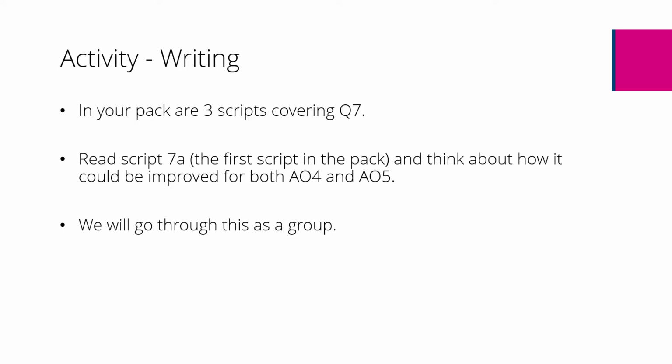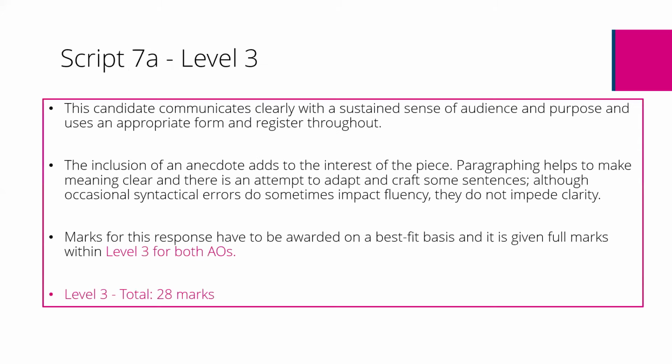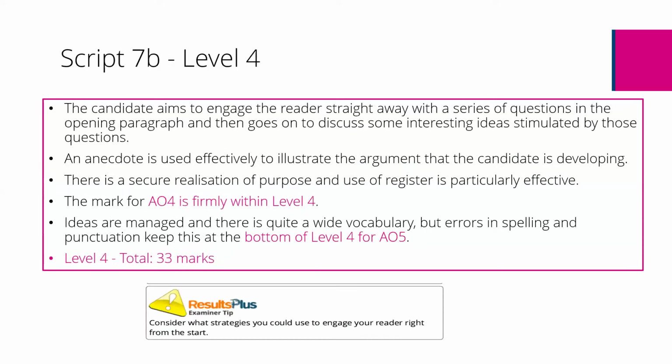Hopefully that gave you enough time to have a skim through those two. So 7A, which you can look at after today, was a mark of 28 in level 3. But I asked you to look at 7B. So we can see here the total mark was 33 out of 45, so firmly in level 4 for the AO4. But the errors are keeping it at the bottom of level 4 for the AO5.